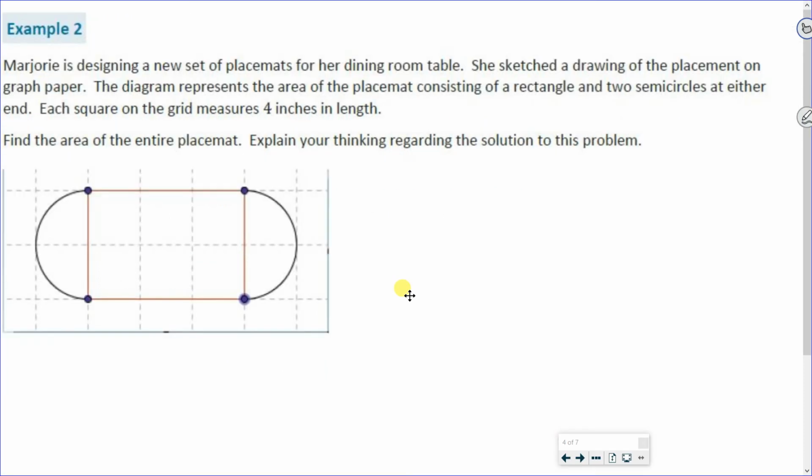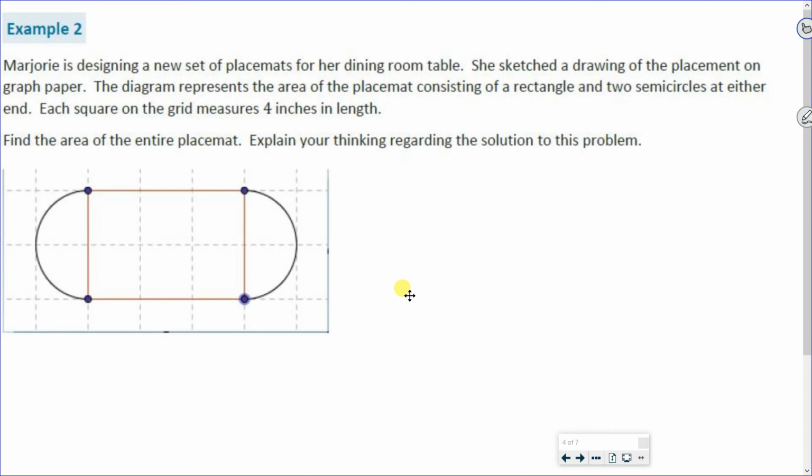All right. So Marsha's designing a new set of placemats for her dining room table. She's sketched a drawing of a placemat consisting of a rectangle and 2 semicircles at either end. Each square on the grid measures 4 inches in length. Find the area of the entire placemat. Explain your thinking regarding the solution of this problem.